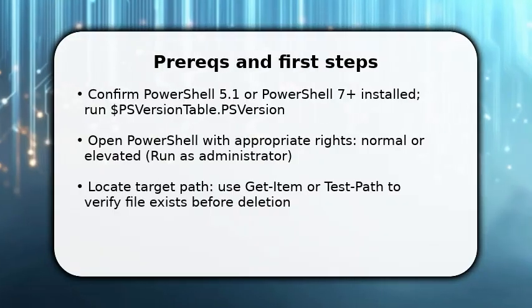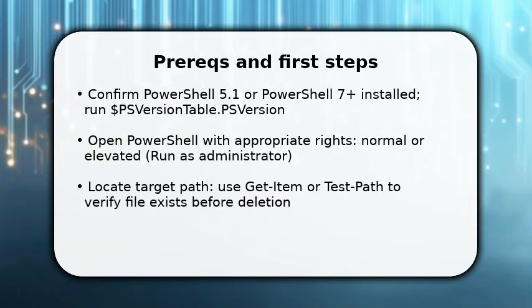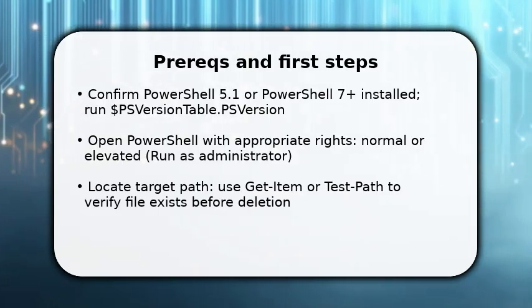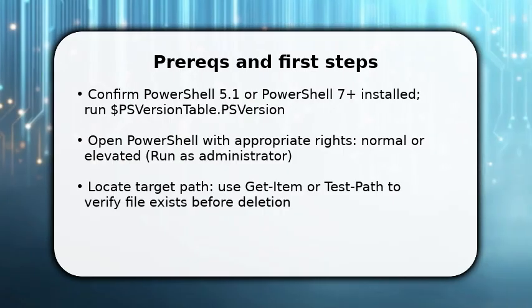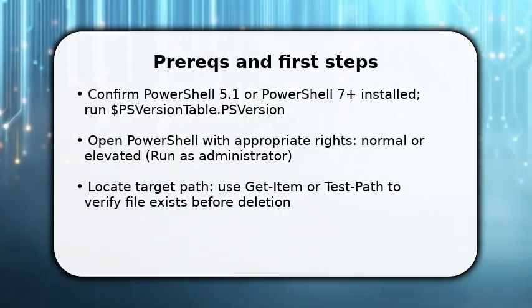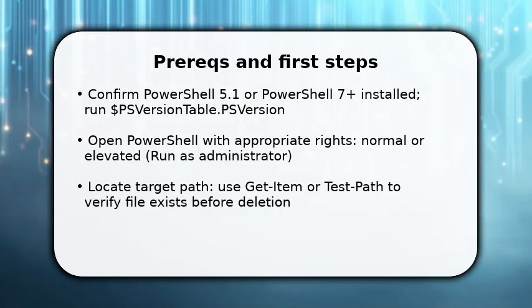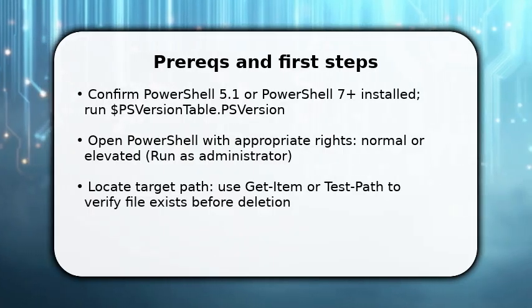You start by verifying prerequisites. Check your PowerShell version and whether you need elevated rights. Once done, navigate to the folder or pass the full path. Use Test-Path to confirm the file exists and Get-Item to inspect attributes like read-only.